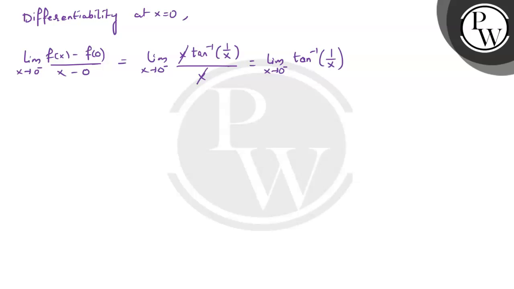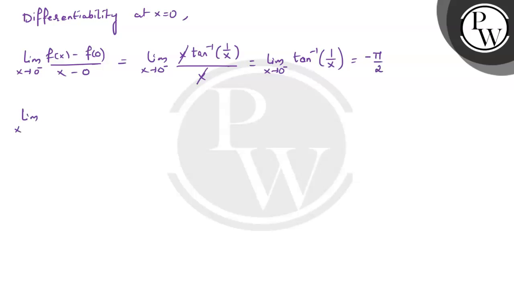Now as x goes to 0 from the left hand side, that is the negative side, so x is less than 0, and so therefore 1 divided by something going to 0 from the negative side goes to negative infinity. So tan inverse of negative infinity is, so the limiting value for this is minus pi by 2.